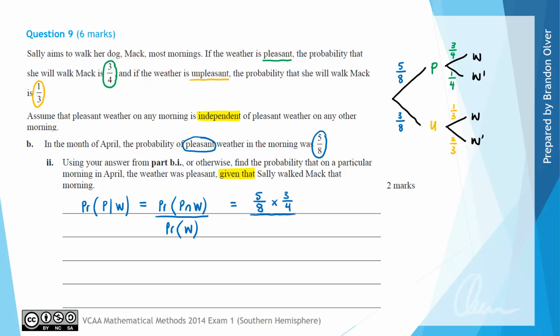Then we divide that by the probability of W, which we just found to be 19 over 32. So this is going to equal 5 times 3 is 15 over 8 times 4 is 32. And instead of dividing by 19 over 32, we're going to multiply by the reciprocal, which is 32 over 19. That fraction simplifies to be 15 out of 19. So that is the answer to this question.